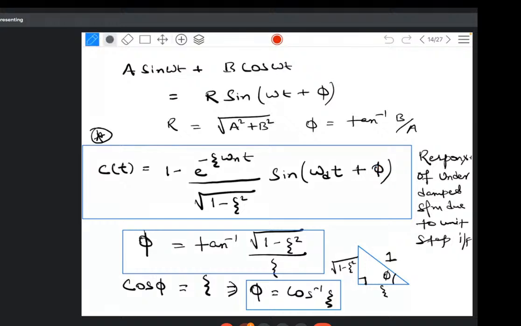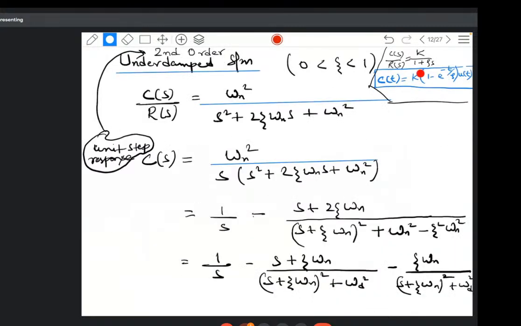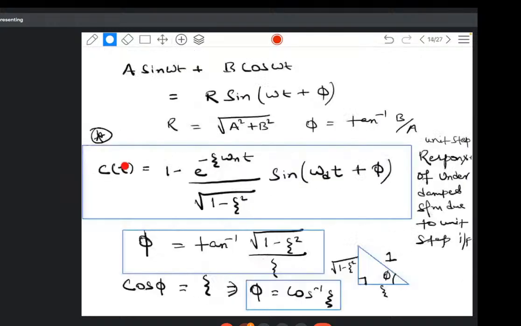So this is the response. Which response? Unit step response of what? Second order underdamped system. Okay, this is the unit step response of a second order underdamped system, and you need to remember this expression. Just like for the first order system, I have remembered the expression, because it is required in the numerical and the standard transfer function of the first order system. Similarly, for the second order underdamped system, I need to know about the standard second order transfer function and the unit step response of a second order underdamped system.